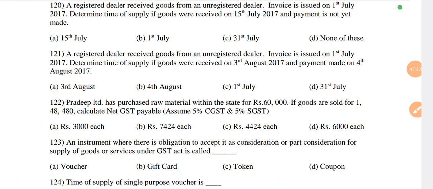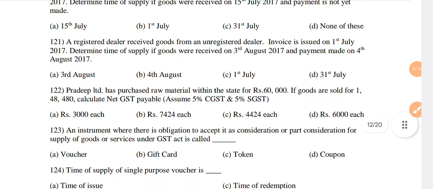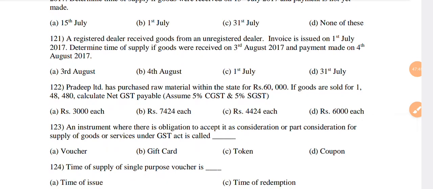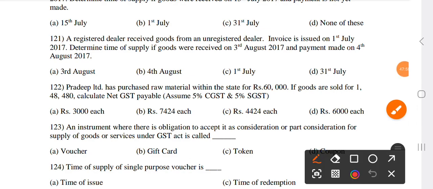A registered dealer received goods from an unregistered dealer. Invoice is issued on 1st July 2017. Determine time of supply if goods were received on 3rd August 2017 and payment made on 4th August 2017. Option A, 3rd August; B, 4th August; C, 1st July; and D, 31st July. The correct option is D, 31st July.